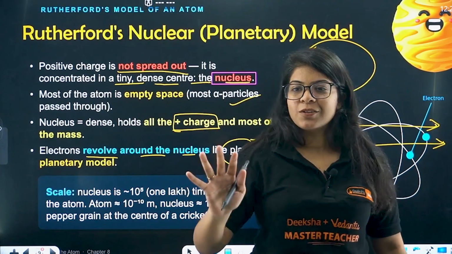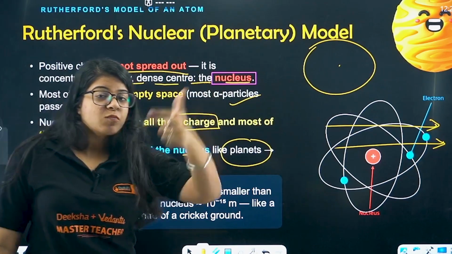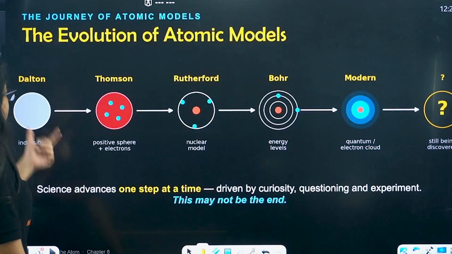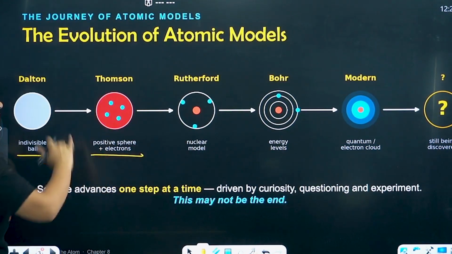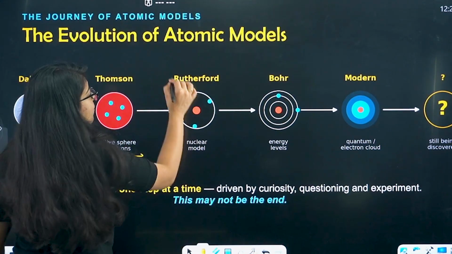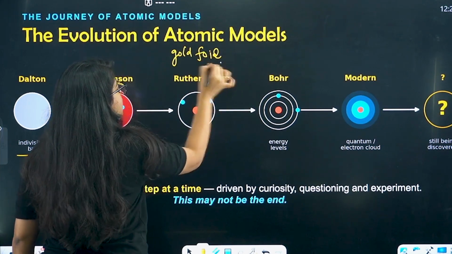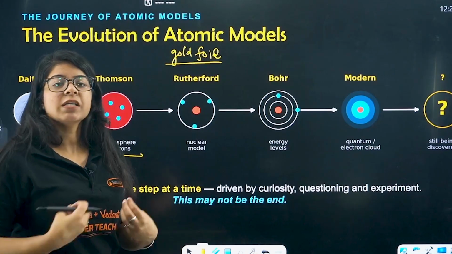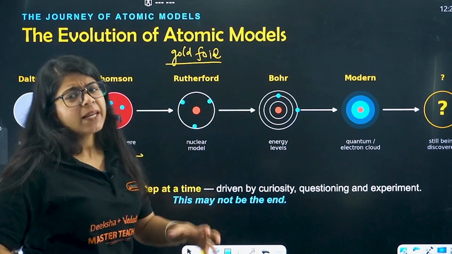Understood? Okay, so this was your second theory. So first came Dalton, second came Thomson ji, third came Rutherford. First came Dalton. He said indivisible ball. Thomson gave positive charge, just like the red pulp of watermelon and seeds are like electrons. Then Rutherford came and he did the gold foil experiment. From there he gave certain postulates and gave us a nuclear model, because he gave us a nucleus, right? Then came Bohr.